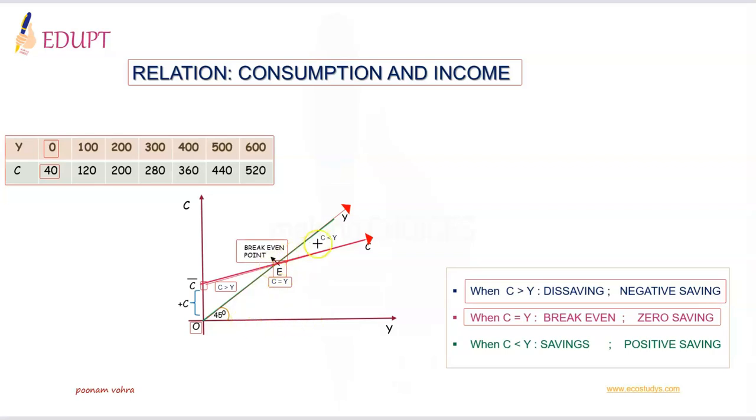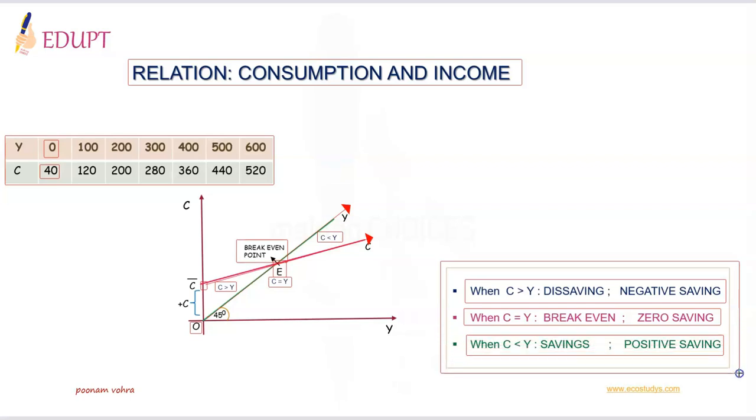Any point to the right of E shows that income is more and consumption is less than the income. That means the whole of the income is not consumed. A part of income is saved. So when consumption is less than income, there exist positive savings. To sum up, when consumption is more than income, there are negative savings. When consumption is equal to income, zero savings. When consumption is less than the income, there are positive savings.